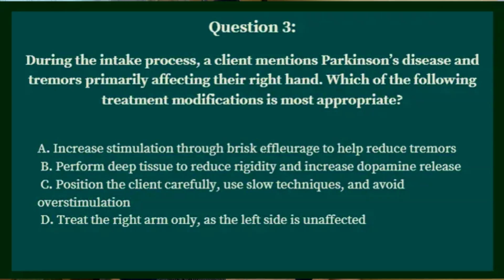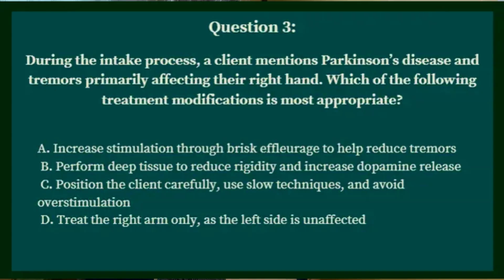Okay, so number 3. During the intake process, a client mentions Parkinson's disease and tremors primarily affecting their right hand. Which of the following treatment modifications is most appropriate? Okay, so Parkinson's disease, tremors in their right hand. And when I read these questions, I get in the body. I feel it, right? I imagine the person on the table. I imagine them being in their body. And that way I know what area I'm working on.